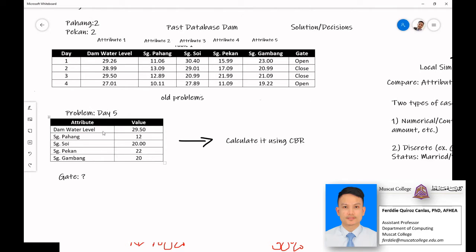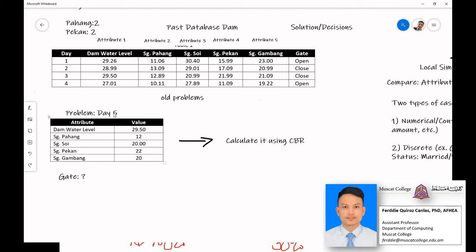Now, our problem is on day 5. On day 5, there is a change in the water levels for the dam, and for the rivers Soy, Pekan, and Gambang. You have to know, my friends, Malaysia is a tropical country, meaning it is always raining there. Fi matar, as you say in Arabic. That's why the level of water in the dam and in the rivers changes every day. From day 1 to day 5, the water level changes, and therefore the decision whether to open or close the gate also changes.